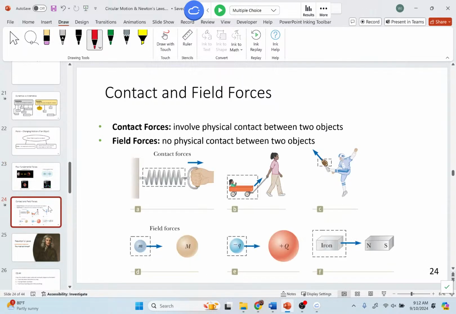So last thing I'll tell you all, there are different forces. There's one that's literally contact forces, where things are physically touching. The reality is, on a fundamental level, those are field forces. But for the sake of convenience, we'll treat them as contact forces. Again, this is just vocab. I'm not going to test you on these words.